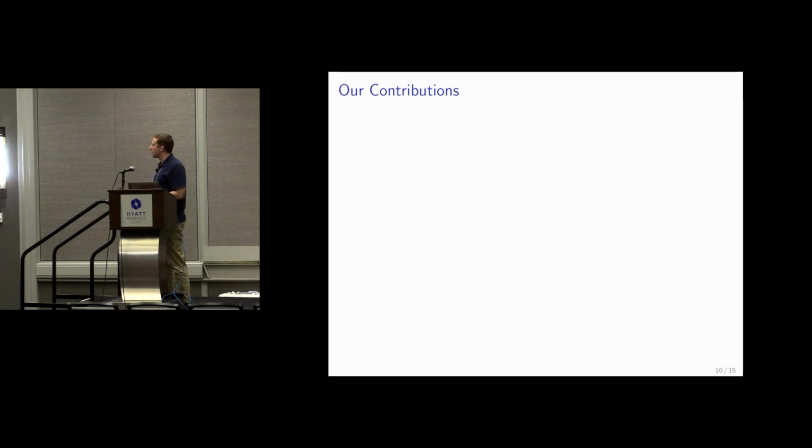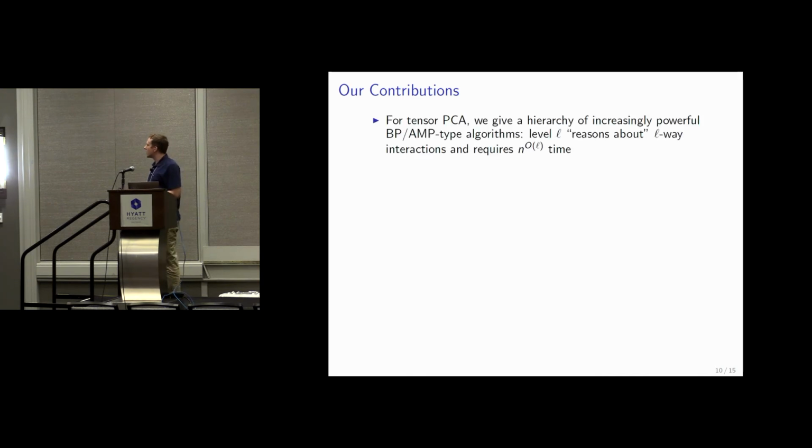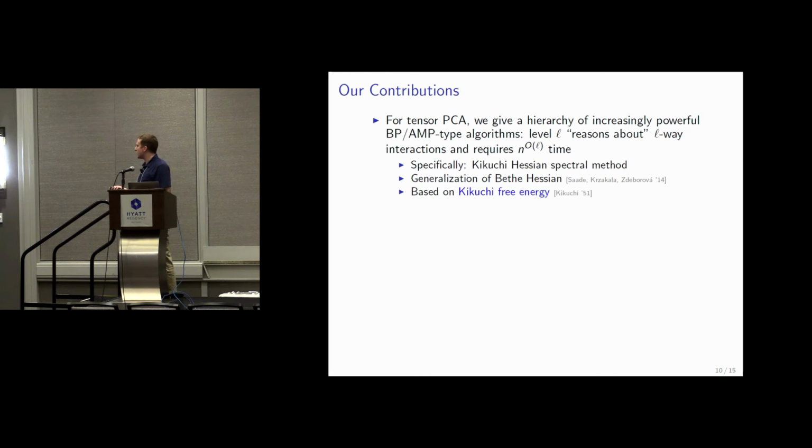And so let's talk now about the contributions of this paper. So what we do, like I alluded to earlier, is that for tensor PCA, we're going to give this hierarchy of increasingly powerful methods, analogous to the sum of squares hierarchy, but instead these are going to be algorithms in the style of belief propagation or AMP, so some kind of message passing algorithm that reasons about L-way interactions among the variables. And specifically it is the Kikuchi Hessian spectral method. So what this means, well, there's something called the Bethe Hessian. This is a method that was introduced for community detection. And this is just the generalization of that, which instead of using the Bethe free energy, uses what's called the Kikuchi free energy, which is a higher level version.